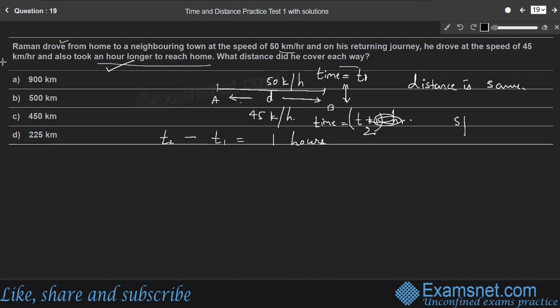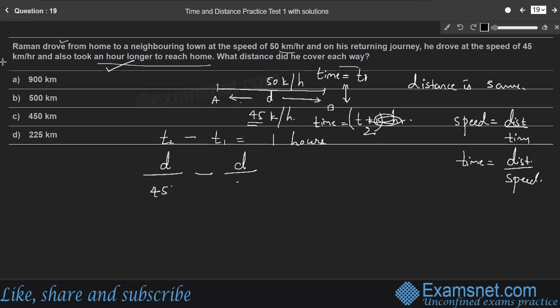We all know that speed is equal to distance by time, right? Therefore, time taken by him is equal to distance by speed. Keeping this in mind, T2 in the second case, the distance covered by him is the same, which is D, by speed. His speed was 45 km per hour in the second case. That means while coming back, minus T1, which is the same distance by his speed of 50 km per hour, right? Is equal to 1 hour, right?